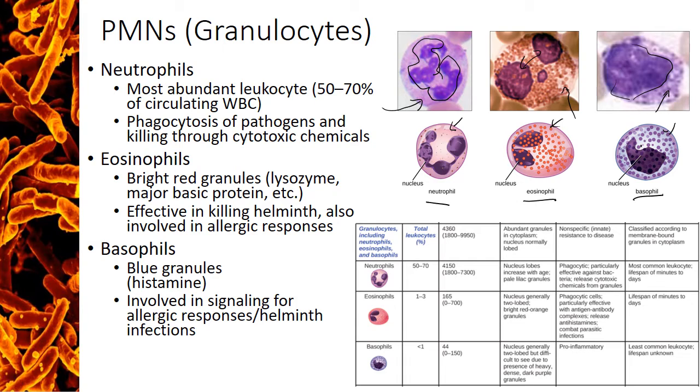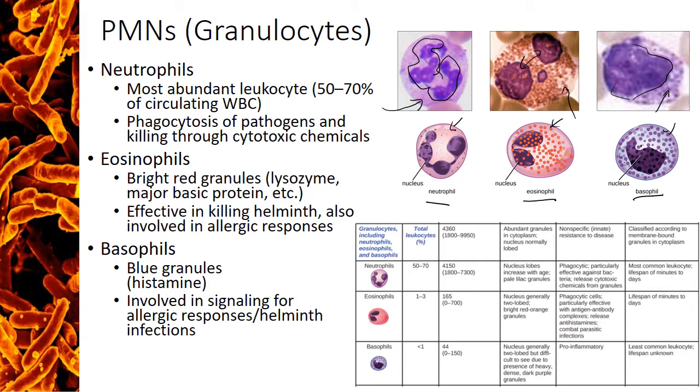Eosinophils are involved with killing helminths, mainly things that are too large to be phagocytized. And basophils are filled with histamine that is supposed to be signaling for those helminth infections. So they release the histamine in response to large molecules, and that recruits the eosinophils over to kill those large molecules.